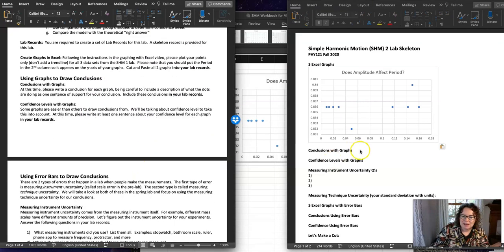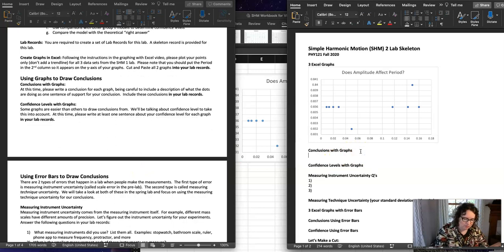All right, now we're ready to write our conclusions. Since I have just 1 graph, I'm going to write 1 conclusion, but you might have up to 3 graphs, and so you would write a conclusion for each graph. I'm looking at my graph and I'm noticing: dip, back up, same, up, back down. Wow, okay, so I conclude that there is no correlation between amplitude and period. I started my conclusion off with a statement about no correlation, positive correlation, or negative correlation. Those are the 3 types of correlation that we are studying in Physics 121.